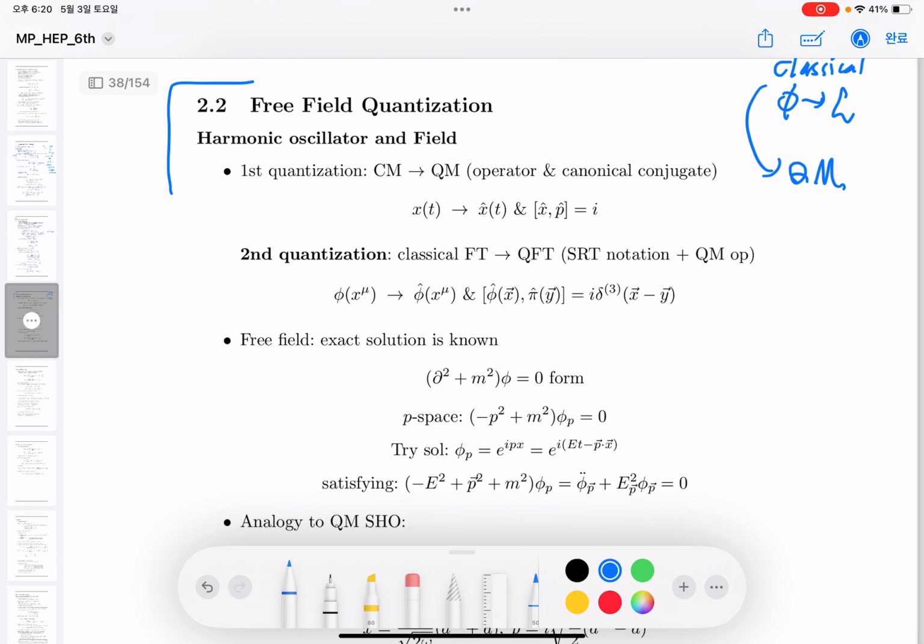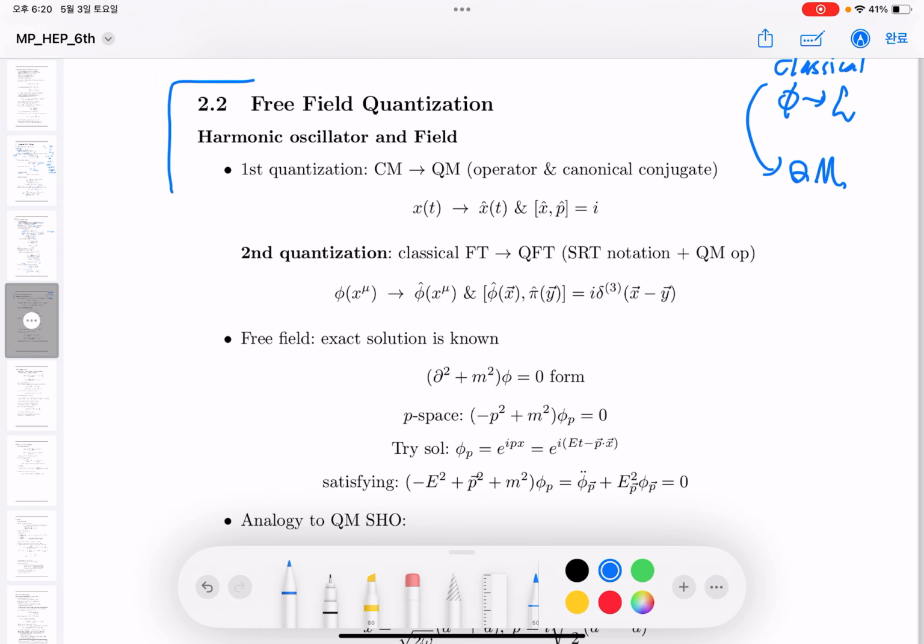If we review quantum mechanics, going from the classical level to the operator level: in classical mechanics we describe the displacement, but in quantum mechanics there are operators. There is a canonical conjugate relation between the position x and the momentum p.